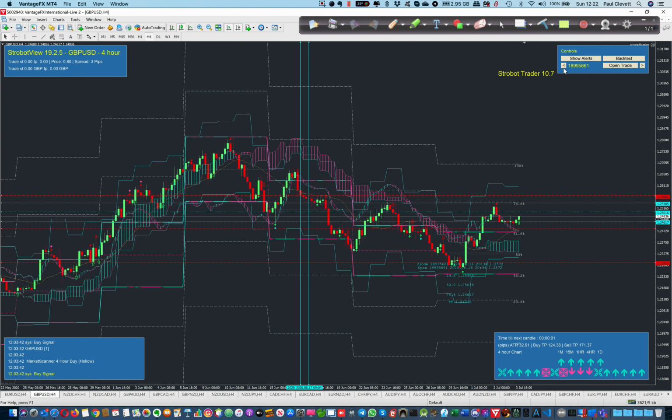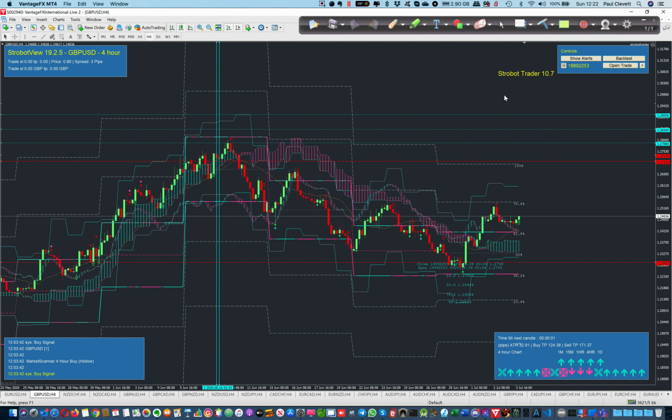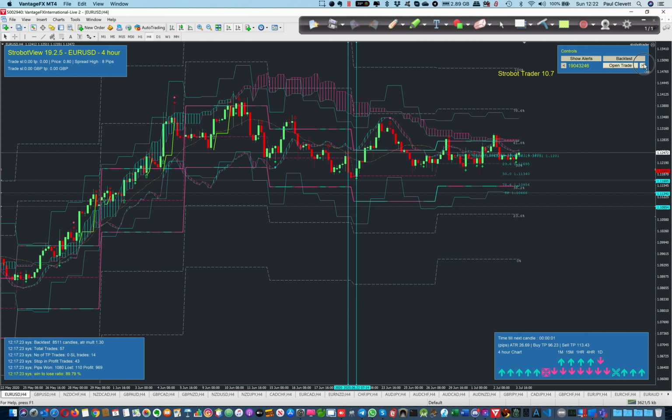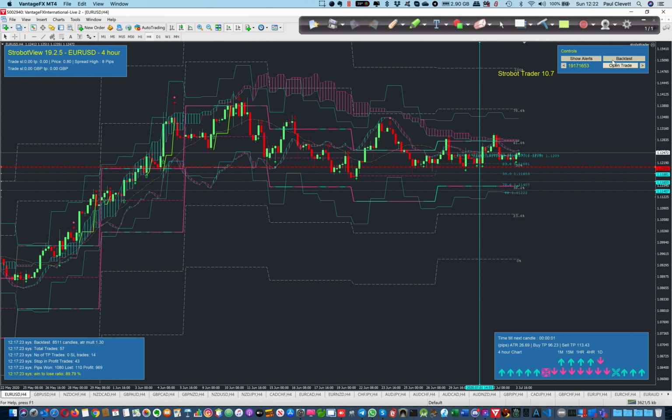So this is a short, I think. Where is it? There is a short. I'm trying to find one that's a bit interesting. Let's go back to euro dollar again. Yeah, there's one here that's quite interesting. So you can see I can click through the trades to see what's happened with it. This is quite an interesting one here.